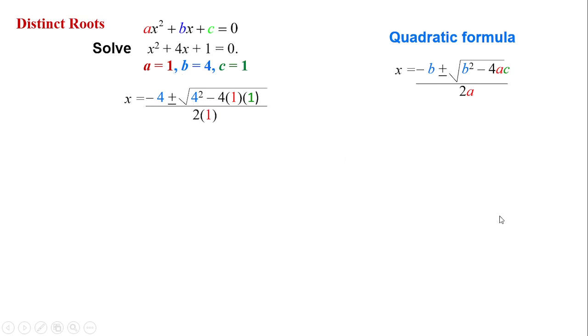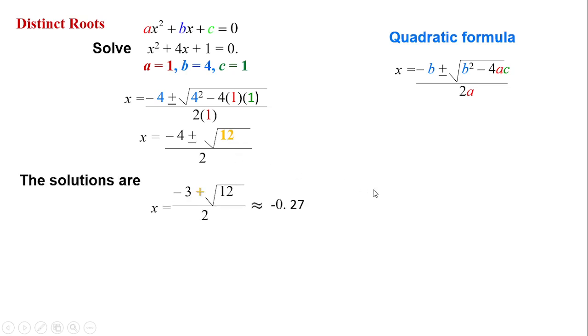So what is this going to be? 4 square is 16. 4 into 1 into 1 is 4. So this term is 4 square, which is 16, minus 4 into 1 into 1, which is 4. 16 minus 4 is going to be 12. So this is going to be minus b, that is minus 4, plus or minus square root of 12, by 2.